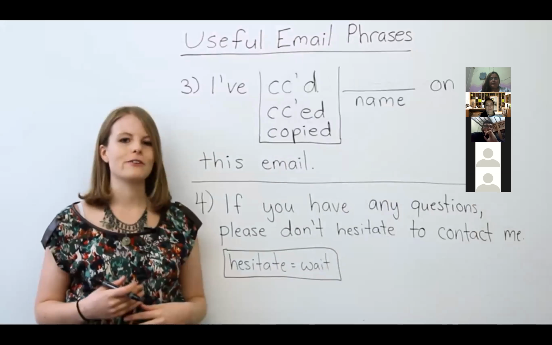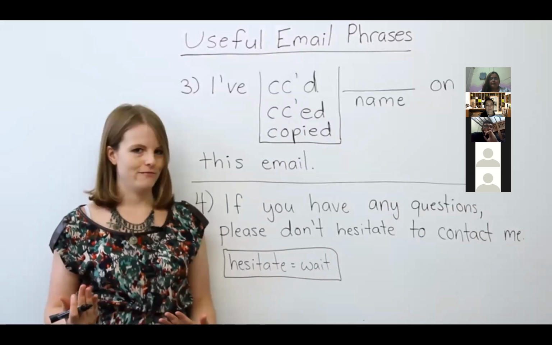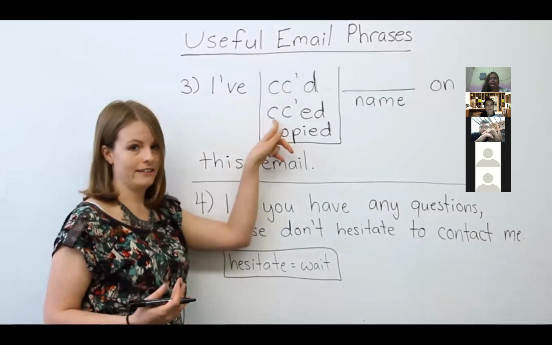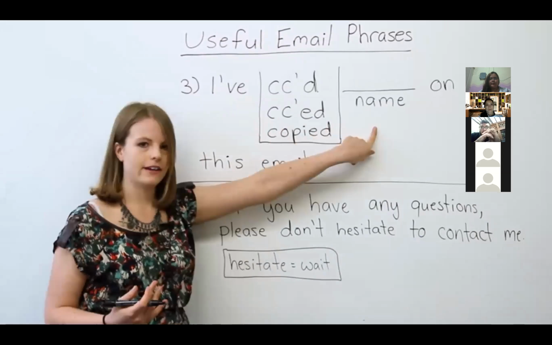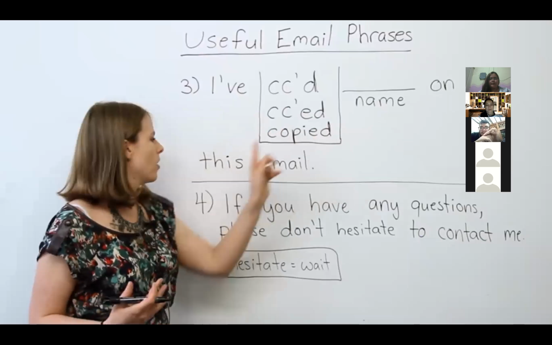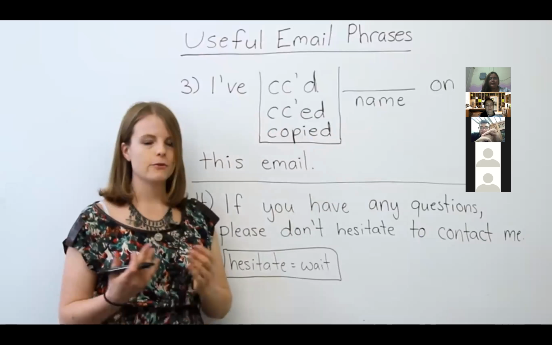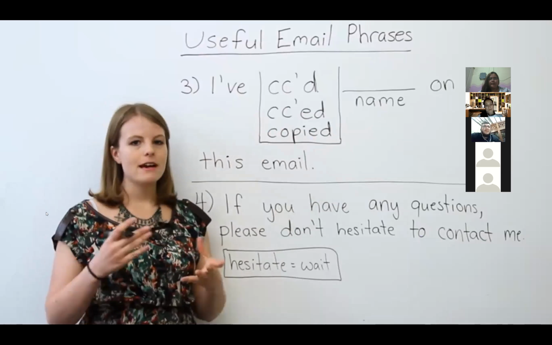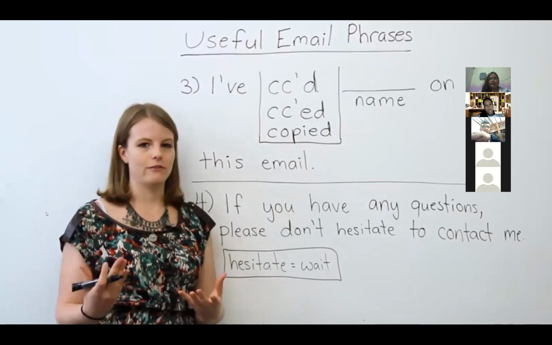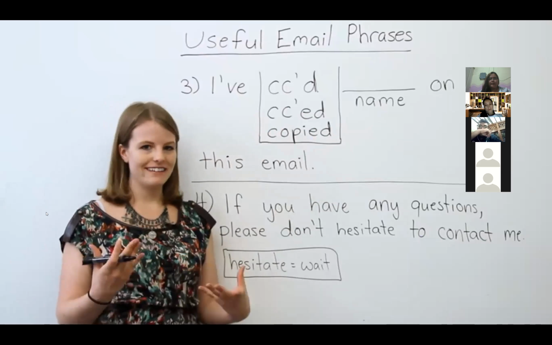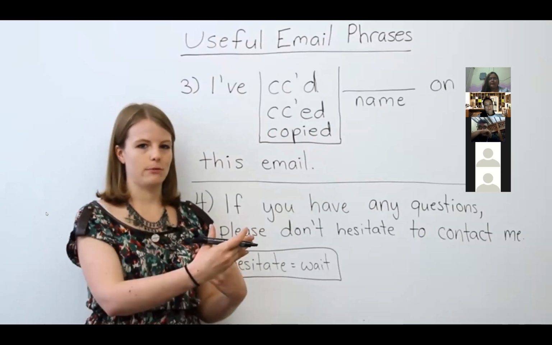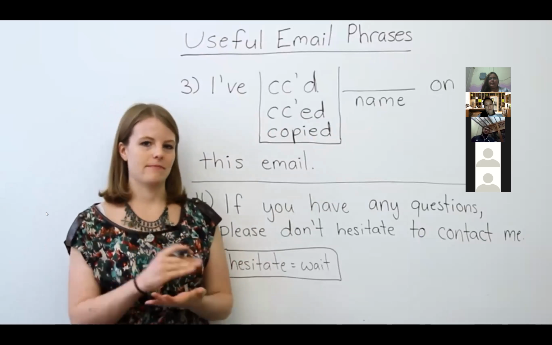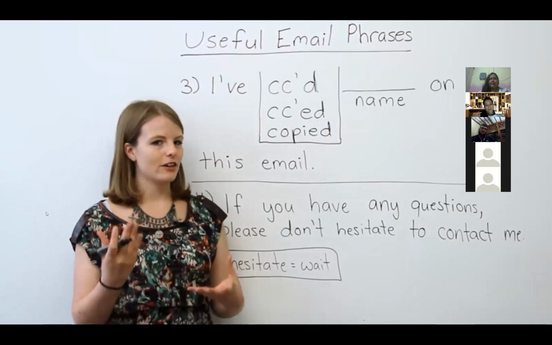Okay, so expression number three: I've CC'd, or copied, and then you write the name of the person on this email. So what does this mean? Sometimes maybe you've written an email to someone, but you want someone else to see what you've written. So the email isn't directed to this person. You just want them to know what's going on. So you might CC them or copy them. There are three different ways to write this.